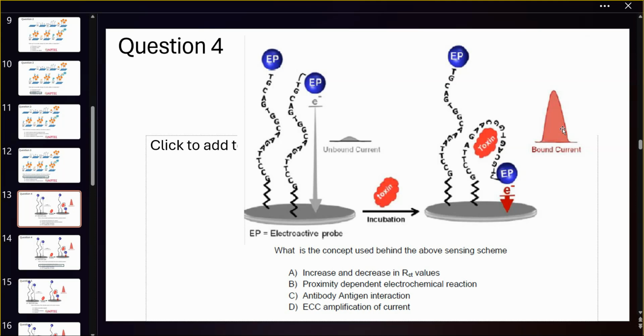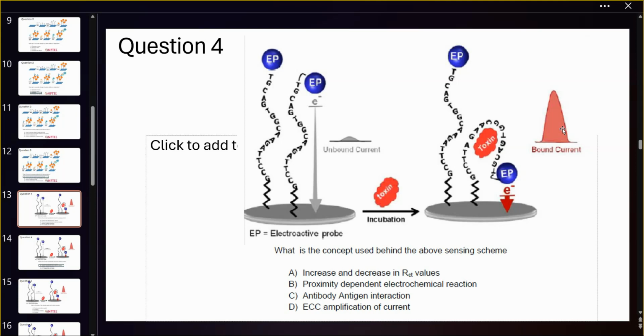That is causing the aptamer to curl around the toxin, and then the electroactive probe comes nearer to the substrate, which leads to faster electron transfer. That is why you can see higher current, a higher bound current, when the electroactive probe comes near to the substrate.